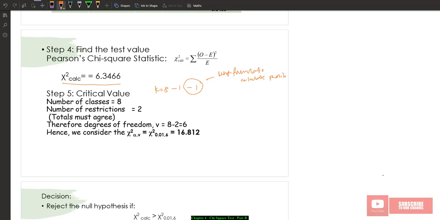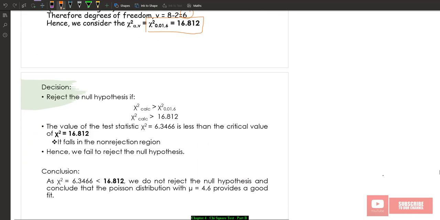So that's why it is 8 minus 2, and we will get the degree of freedom. The degree of freedom should be equal to 6. So we're going to find the value of chi-squared at alpha 0.01 and degree of freedom equal to 6, which is equal to 16.812.